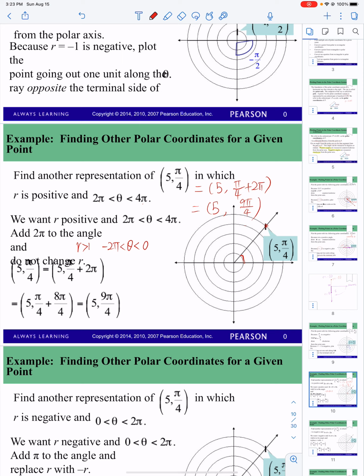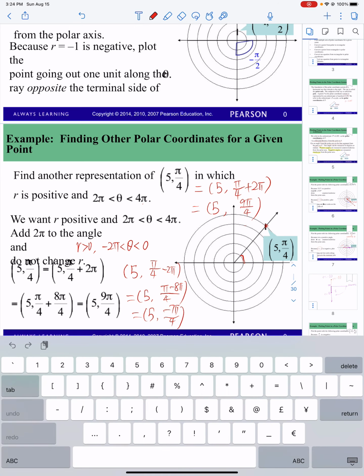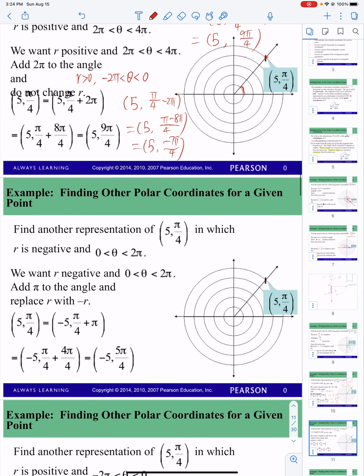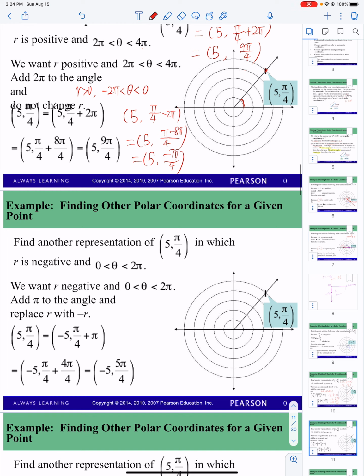what do you want? You want r bigger than 0. You keep 5. What do you want in the angle? Instead of plus 2 pi, you want minus 2 pi. So you have 5 and then pi/4 minus 2 pi. So it's 5, -7 pi/4. With me? Okay, so this is this one.